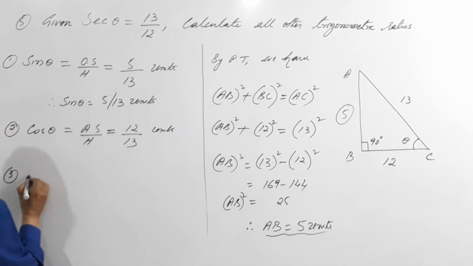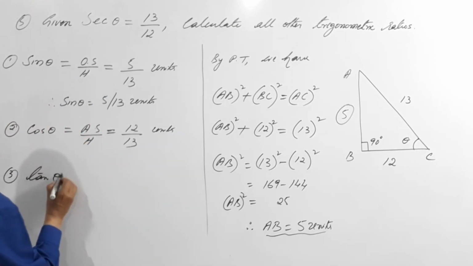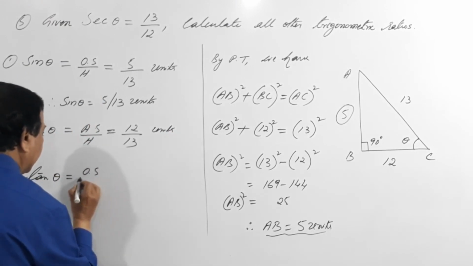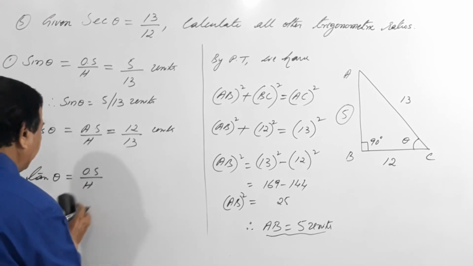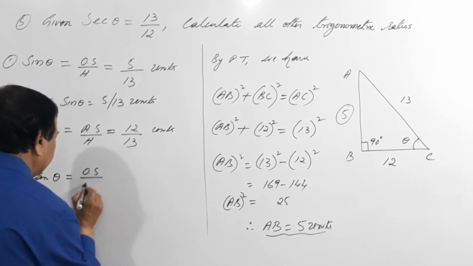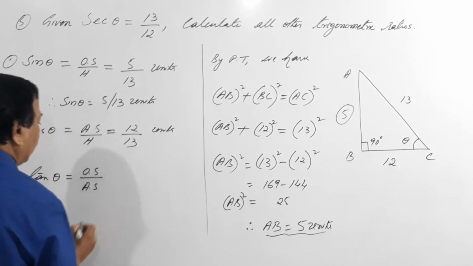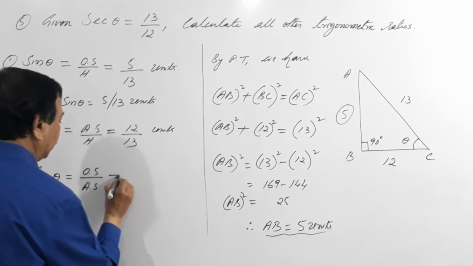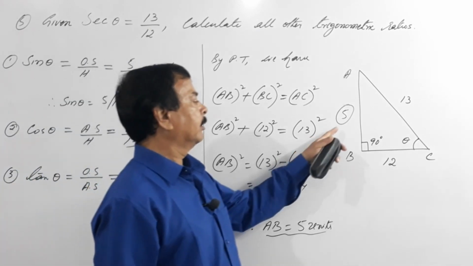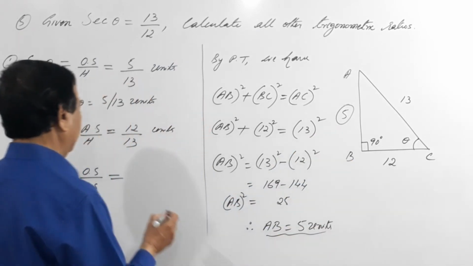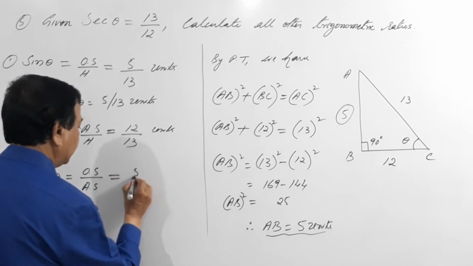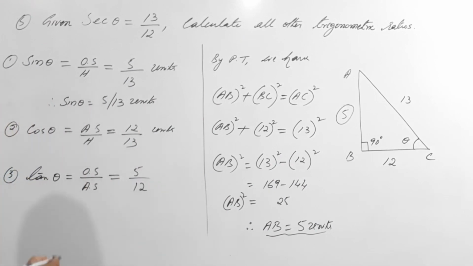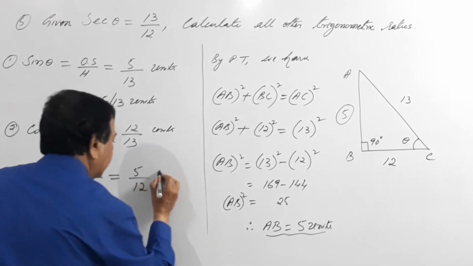Third one, tan theta equals what? You can say opposite side by adjacent side, or there is one more method. I'll show you both. The opposite side is 5, adjacent is 12. So tan theta is 5 by 12 units.